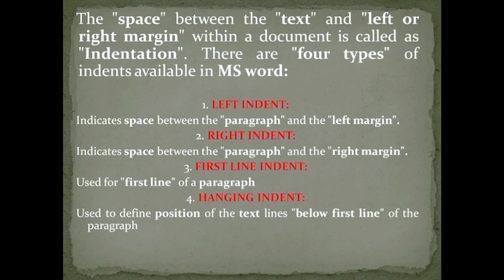There are basically 4 types of indents available in MS Word. Number one, the left indent. Number two, the right indent. Number three, the first line indent, and number four, the last one, is the hanging indent.